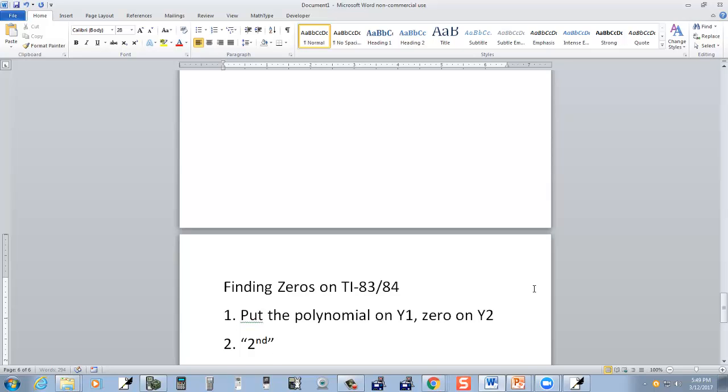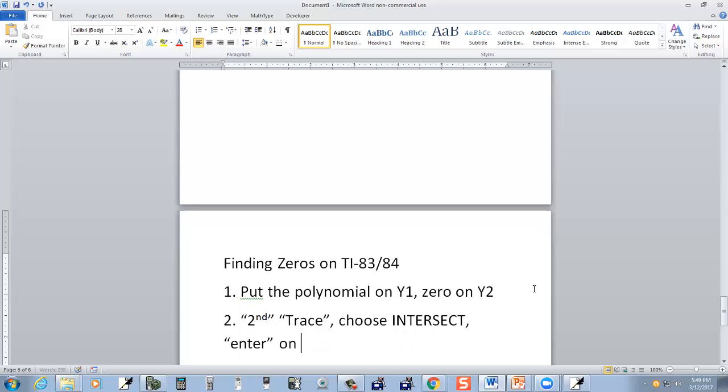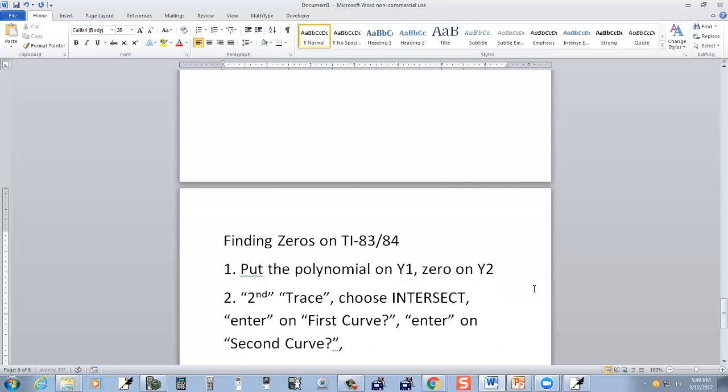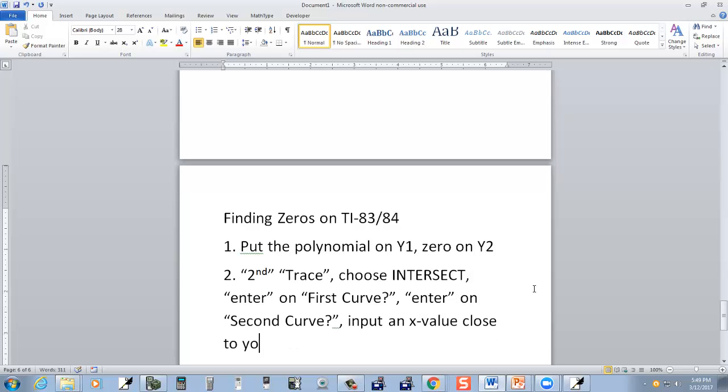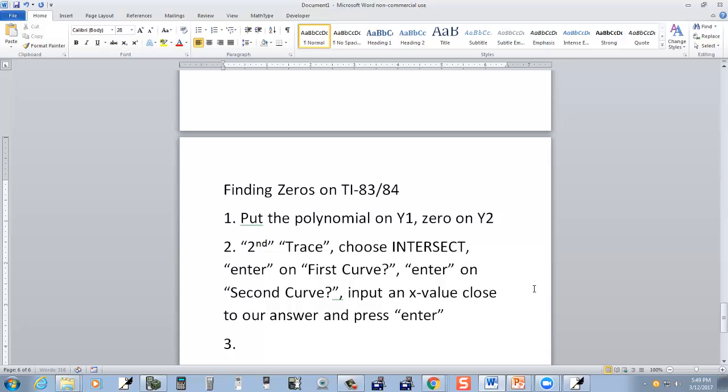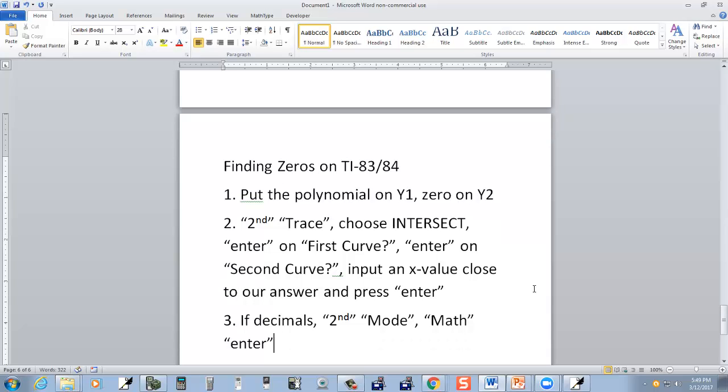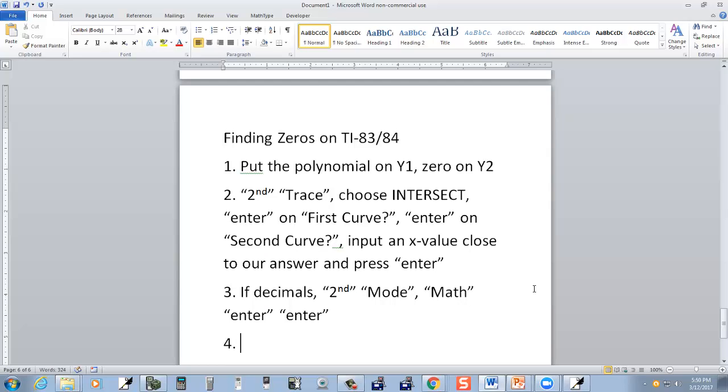Step 2, we're going to do second trace. We're going to choose intersect. Enter on first curve, question mark. Enter on second curve, question mark. And then we'll input an x value close to our answer and press enter. Then step 3, if decimals, so if you end up with decimals, use second mode to exit out, and then you do math, enter, enter. And step 4, if more answers, go back to step 2.